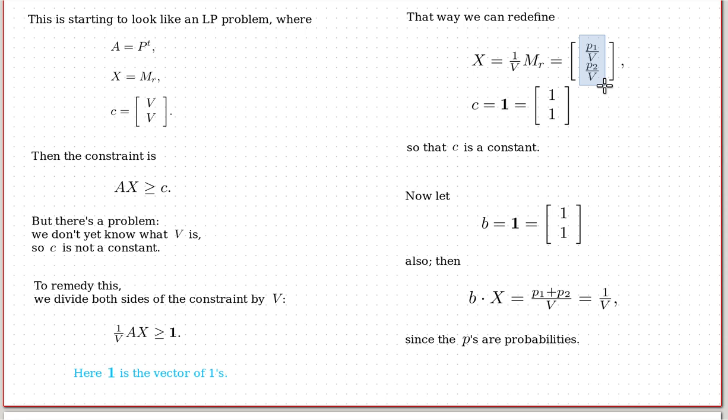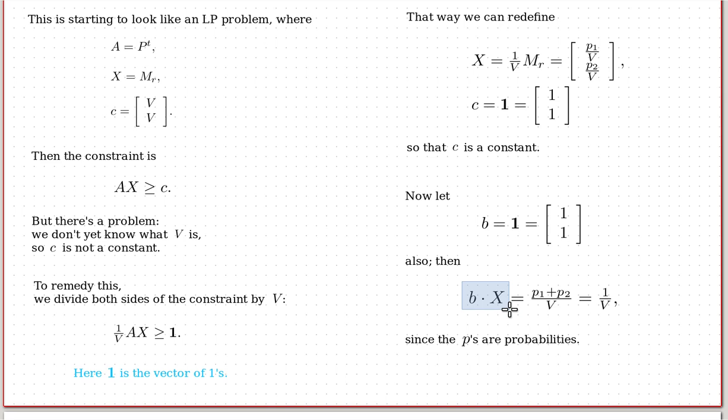If I add these two entries up, P1 over V plus P2 over V, I get P1 plus P2 over V. And because P1 and P2 are supposed to be probabilities, they're supposed to add up to 1, so this simplifies to 1 over V, right? So B dot X will be equal to 1 over V, okay? And now recall that in a linear programming problem, B dot X represents the objective function.